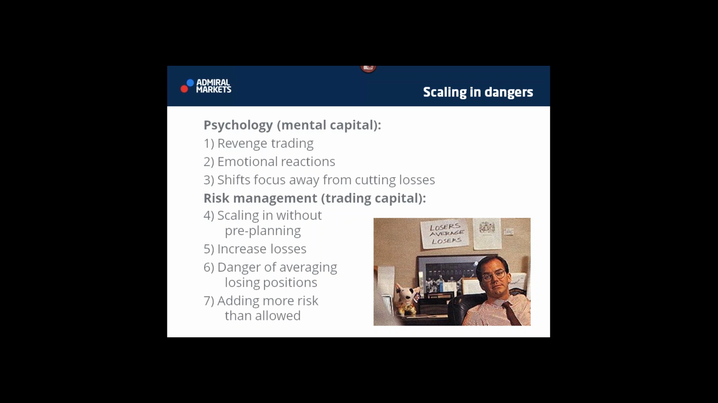There are some significant disadvantages, as you can see here. We're adding more risk. There's danger of averaging the losing positions and increasing the losses and getting emotionally involved. So that is definitely some drawdowns. But we're going to talk about some ways to tackle those drawdowns, to tackle those disadvantages, and still be able to do the scaling in.